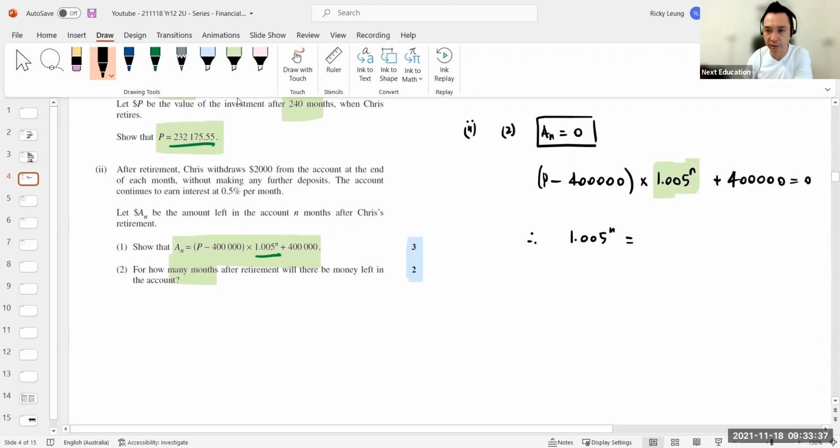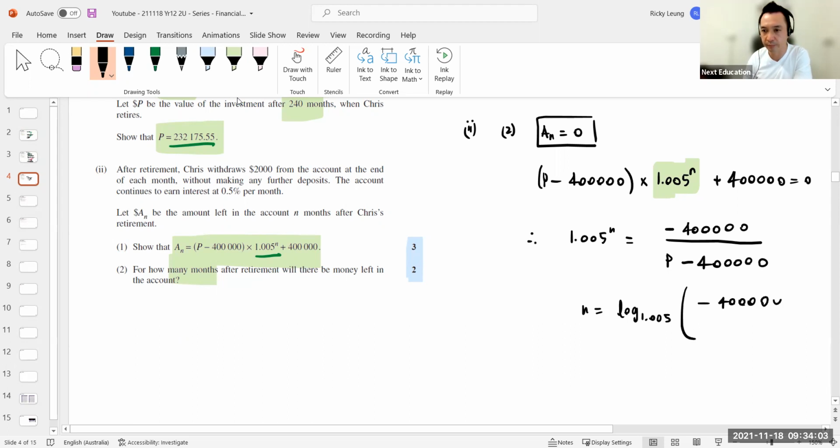1.005 to the power of N equals negative 400,000 over that. Now, it's fine if it's negative. For those of you thinking, well, you're going to log both sides and you can't log a negative, well, you can. It's not going to be negative because P is smaller than 400,000, so the denominator will be negative as well. So when you do log it, it's actually fine. In this case, N equals log base 1.005. I'm going to show you the full working, of that over P. That value as a fraction will be positive.